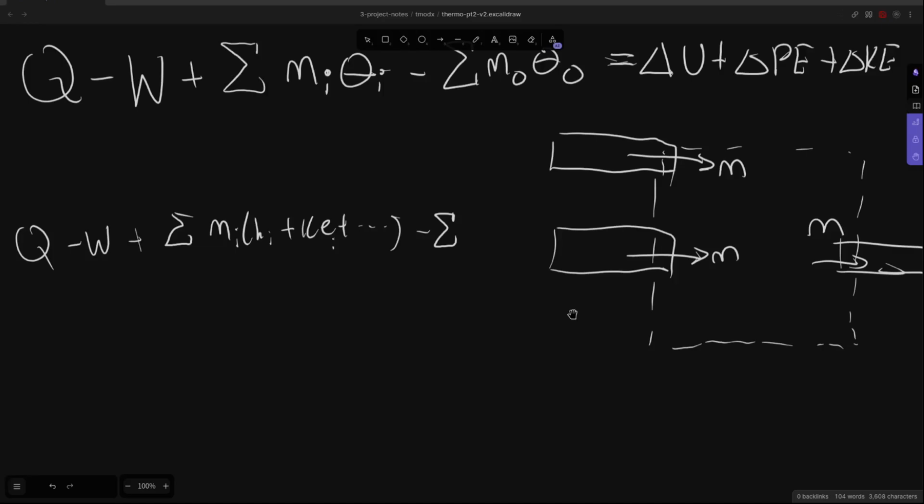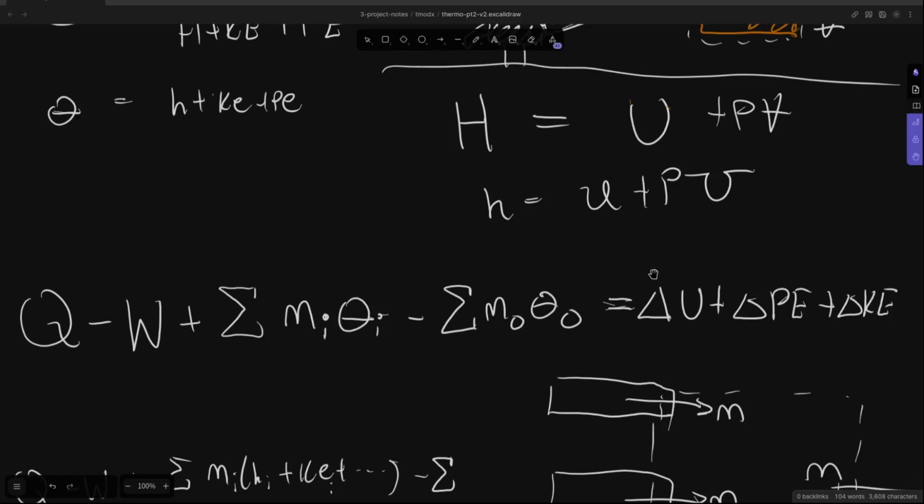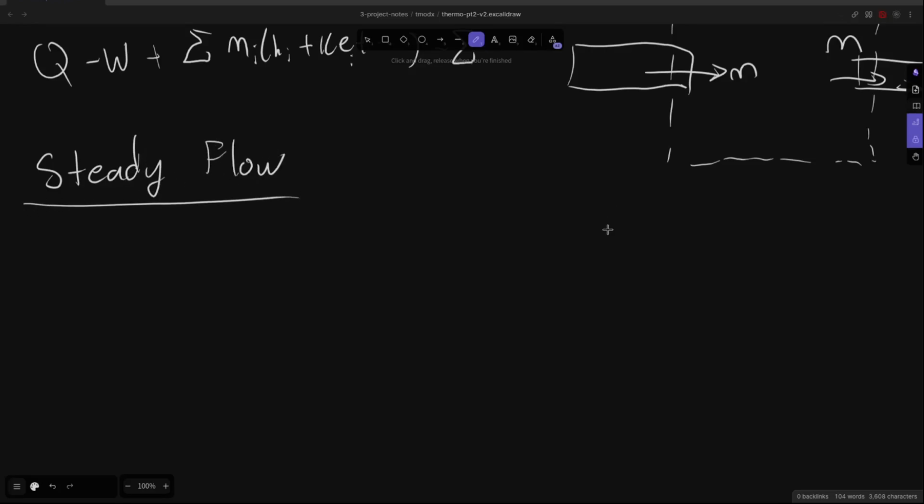Now this isn't actually used all that often, and the reason is because analyzing processes that are open, where there's mass flowing in and out, and we have changes in internal, kinetic, and potential energy, and all of these properties coming in at our inlets and our outlets, and we have heat and work, is a lot. Instead, we're going to make an assumption that happens to be true for a lot of systems, or at least is closely approximated, called steady flow. Basically what steady flow says is it's not changing over time.